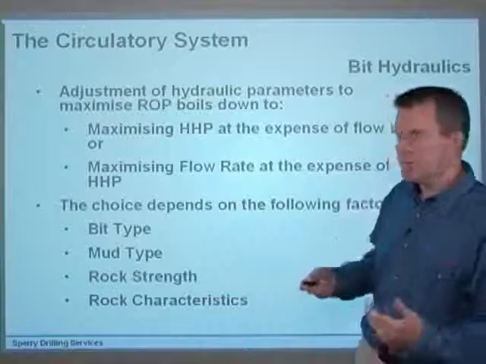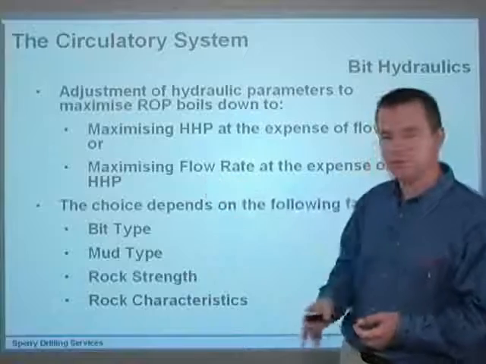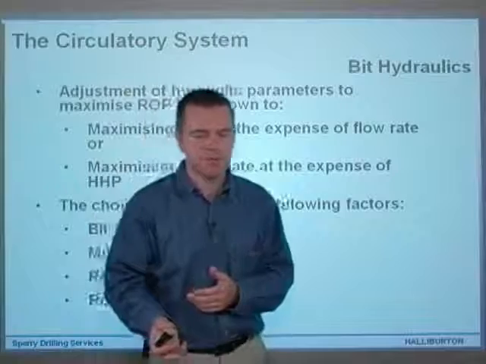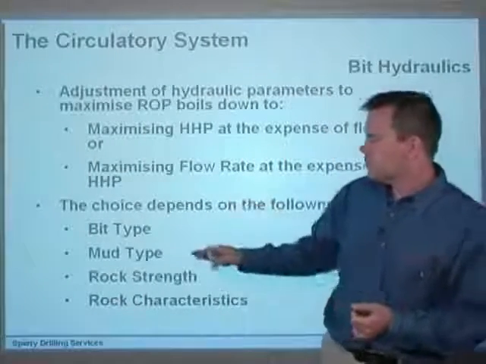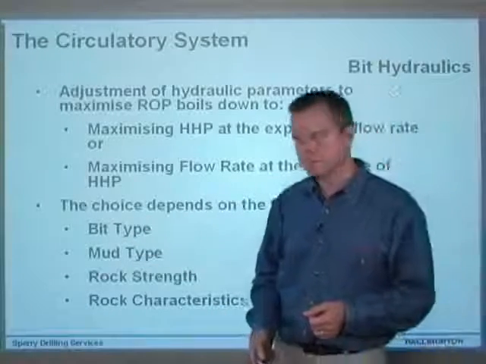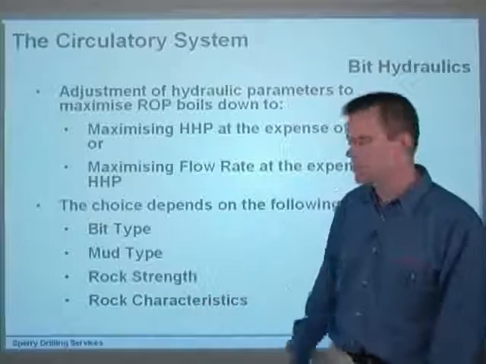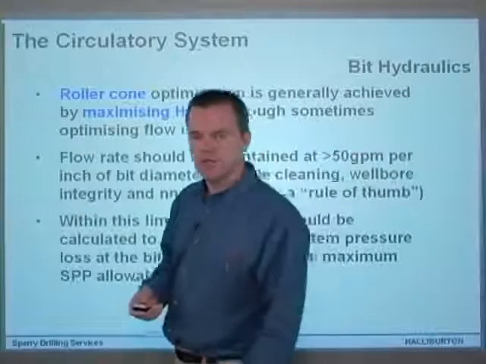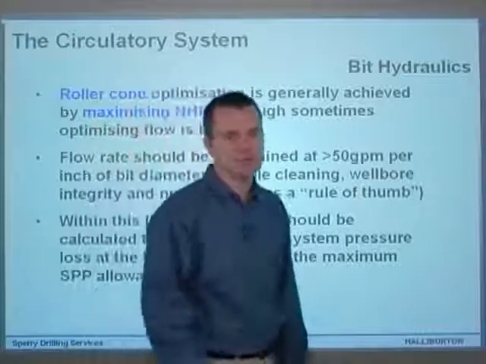Now, adjustment of hydraulic parameters to maximize the ROP boils down to basically maximizing the hydraulic horsepower at the expense of flow rate, or maximizing the flow rate at the expense of hydraulic horsepower. The choice depends on some of the following factors: bit type, mud type, rock strength, and rock characteristics as well, as in how hard it is and how friable it is, how easily broken it is as well. Now, roller cone optimization is generally achieved by maximizing the hydraulic horsepower, although sometimes optimizing the flow is better.